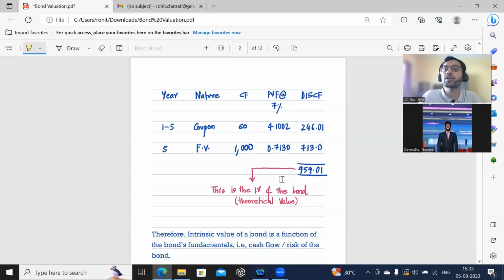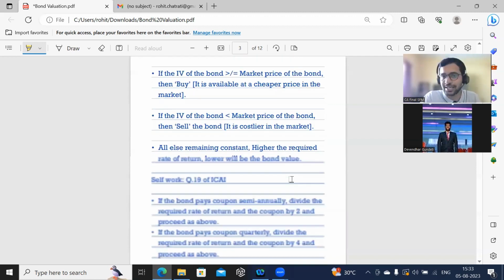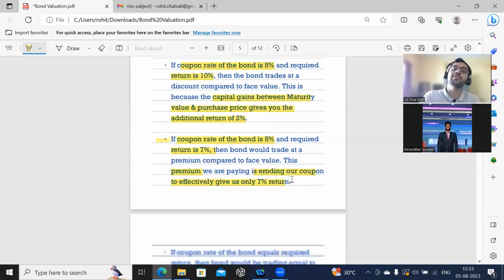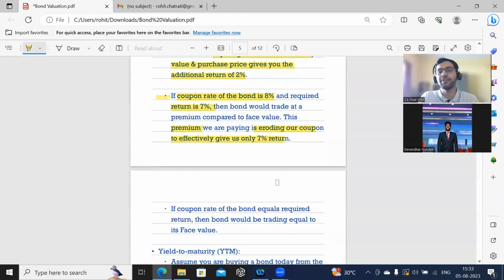And we actually got an intrinsic value of 959, which is nothing but a discount, right? It's trading at a discount compared to its face value. If the coupon rate is greater than the required rate of return, then the bond will trade at a premium. And if it is equal, then the bond would be trading equal to its face value. All right.